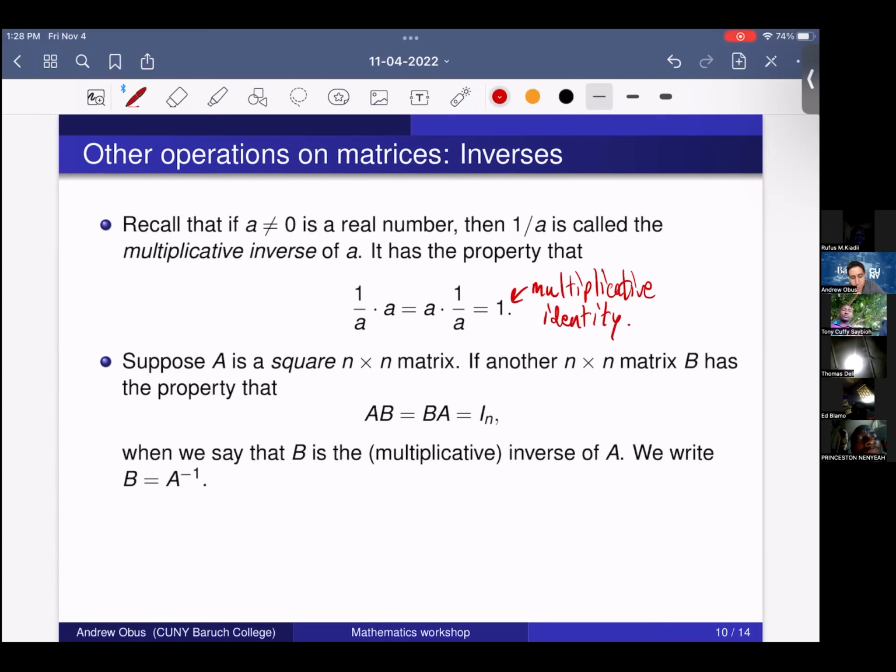Okay, so what I want to do is make the same definition, but for matrices instead. So for now, we're going to have a square n by n matrix. Let's say that I have another n by n matrix that has the following property. If I'm given A and I have some other matrix B such that AB and BA themselves are both equal to I_n, this identity matrix, then we say that B is the multiplicative inverse of A. And as a matter of notation, we write that B equals A to the minus 1.